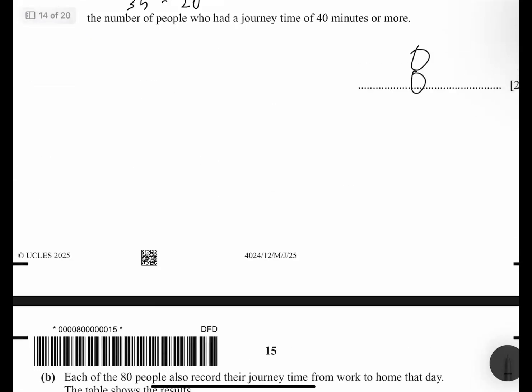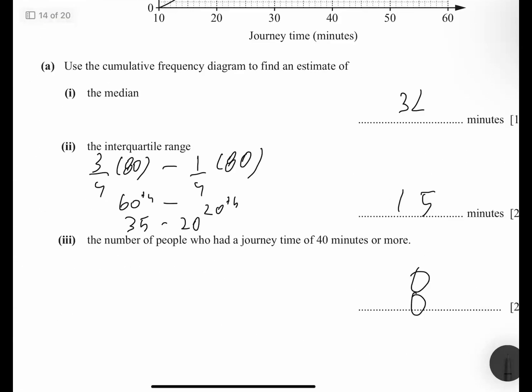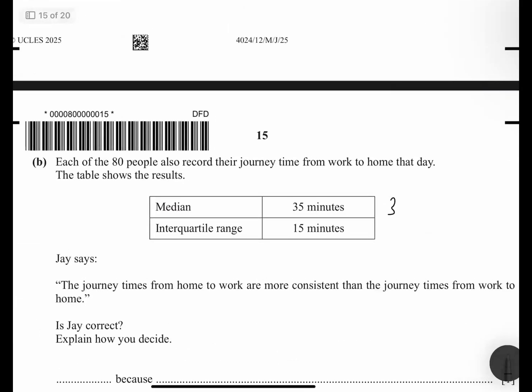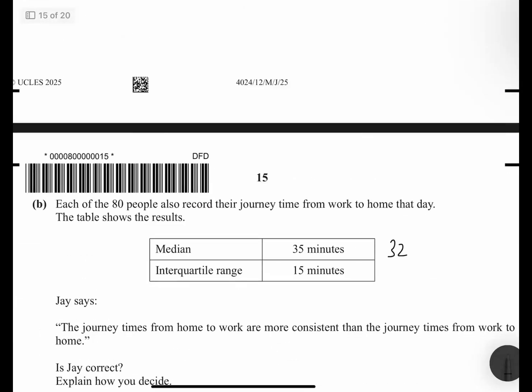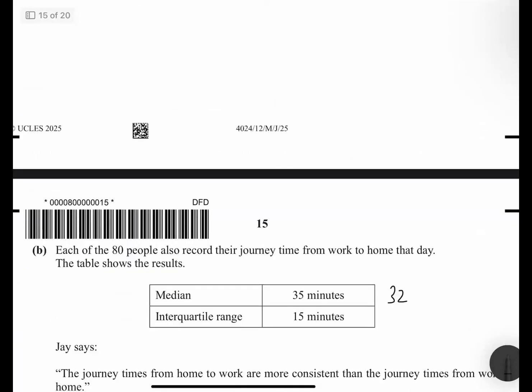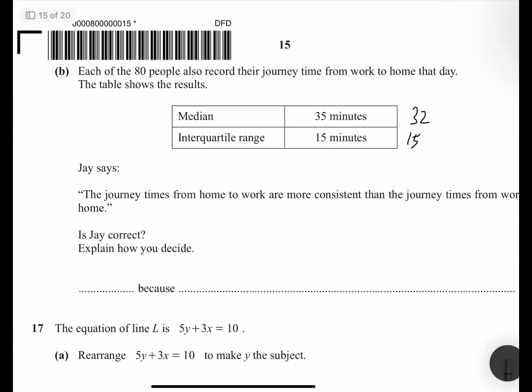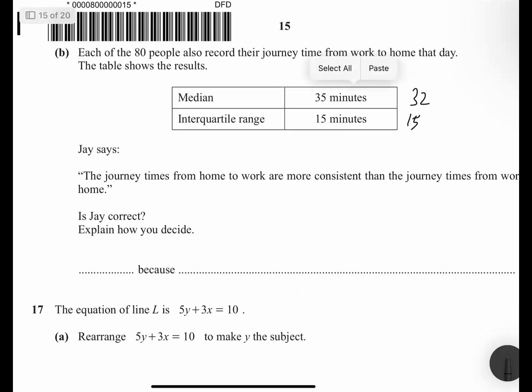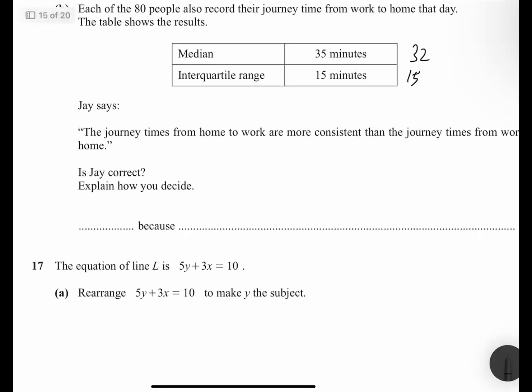So the median that we found out was 32, and the interquartile range that we had was 15, right? So therefore, Jay was correct since the time is lower, both of them.